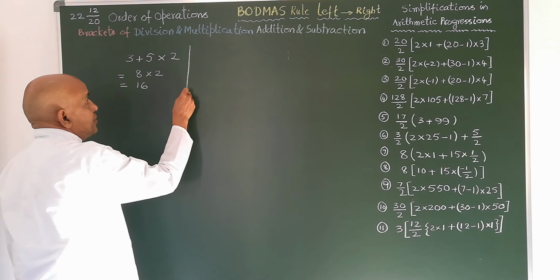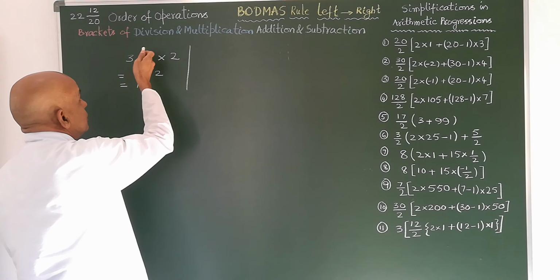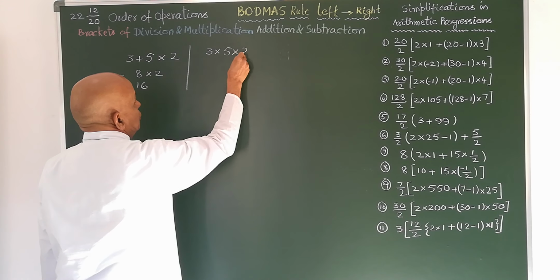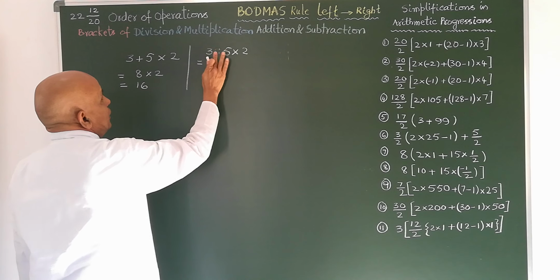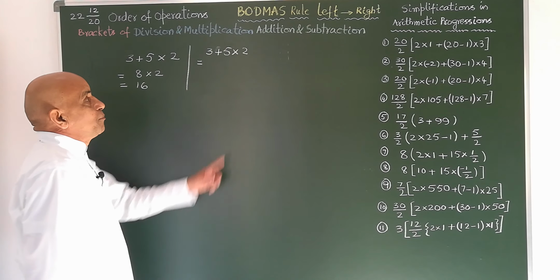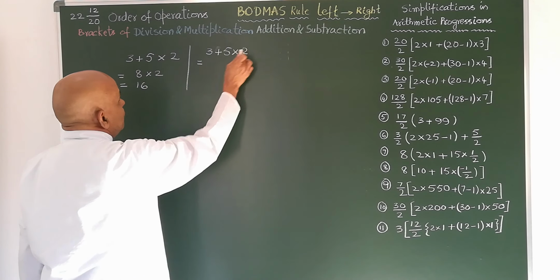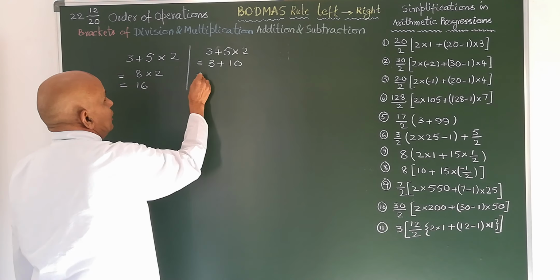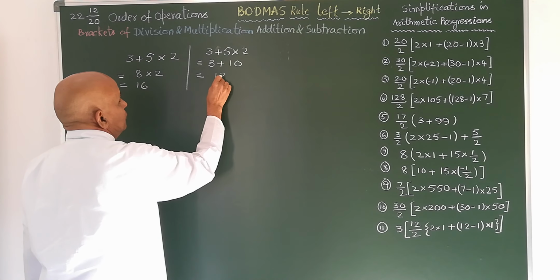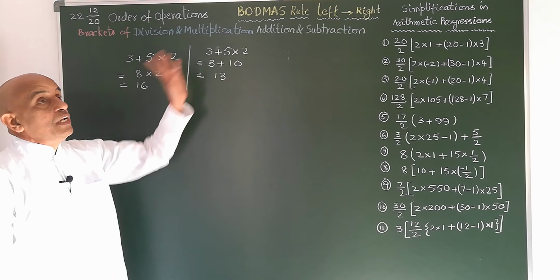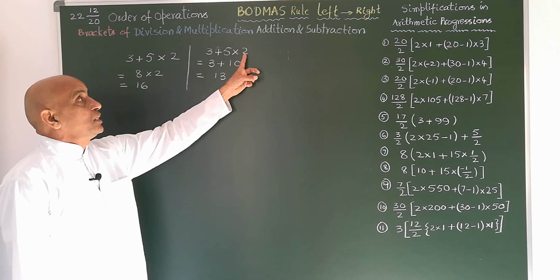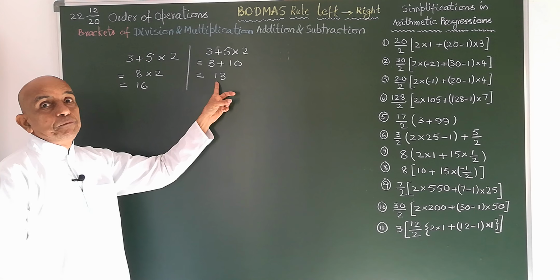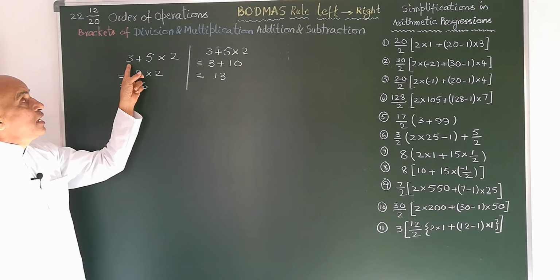Suppose you don't like addition, you like multiplication. The same problem, 3 plus 5 into 2. Suppose you say that you like multiplication, then you will multiply these two. 5 into 2 is 10. 3 plus 10 is 13. There is no mistake here. Multiplication he has done correctly. 5 into 2 is 10 and 3 plus 10 is 13. No mistake. Then here also no mistake.